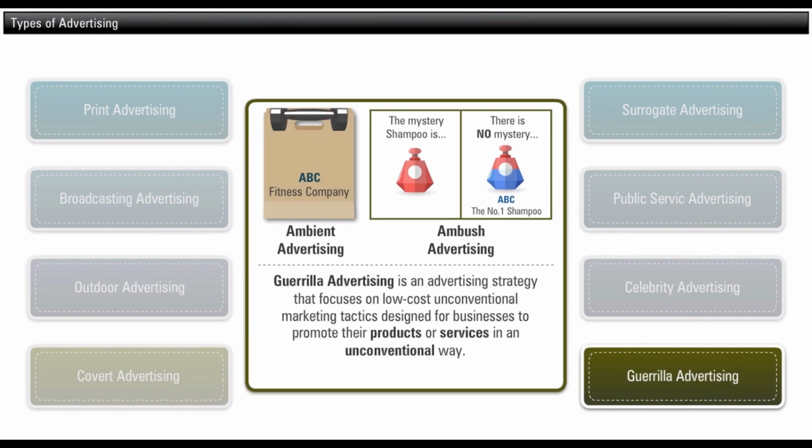Guerrilla marketing is an advertising strategy that focuses on low-cost, unconventional marketing tactics designed for businesses to promote their products or services in an unconventional way. This involves high energy and imagination, focusing on grasping the attention of the public on a more personal and memorable level. The different types of guerrilla marketing are ambient and ambush marketing. Ambient advertising is all about placing the ads on unusual items or in unusual places. Ambush advertising is a marketing strategy in which an advertiser ambushes an event to compete for exposure against competing advertisers.